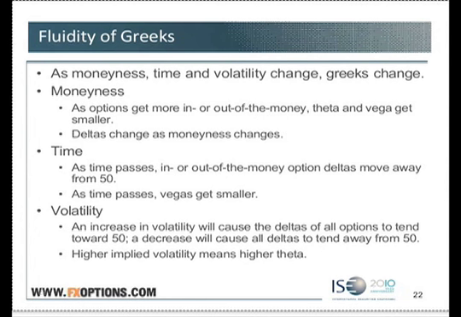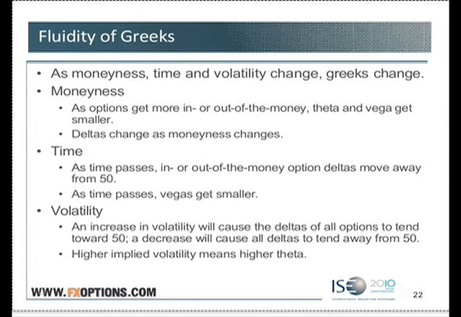Now, time also affects options. As time passes, in or out of the money option deltas move away from 50. That is, if they're out of the money, they move closer to 0. If they're in the money, they move closer to 100. And as time passes, vegas get smaller. How about volatility? An increase in volatility will cause the deltas of all options to tend towards 50. A decrease in volatility will cause the deltas to tend away from 50.